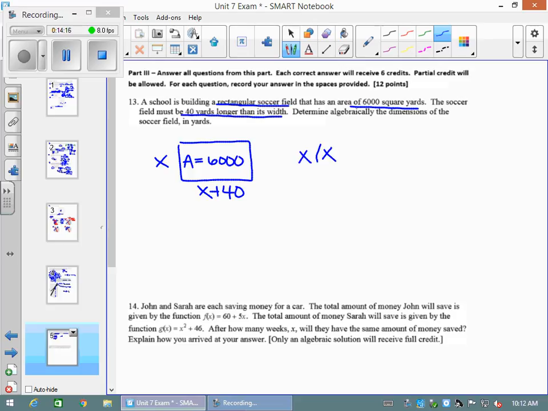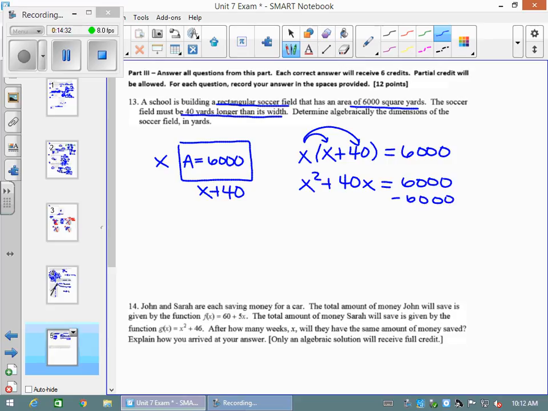And now I want to get it into standard form so I can try to solve this through factoring. So x times x gives me x squared plus 40x is equal to 6,000. I want to get it equal to 0, so I'm going to subtract the 6,000 to the other side of my equation. And I get the quadratic in standard form, that is x squared plus 40x minus 6,000 is equal to 0. So this is where you have to look for something that multiplies to negative 6,000 and adds to positive 40, and these numbers came out to be 100 and negative 60.